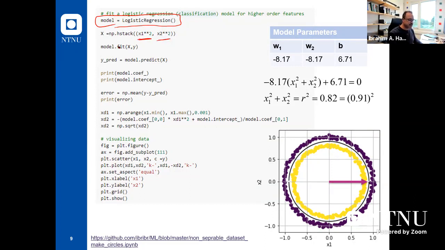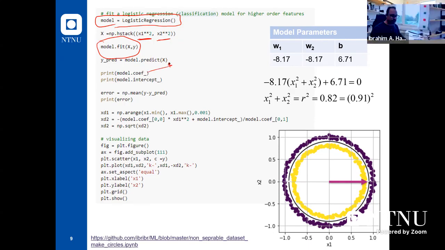I will use the data set for fitting my model, for training my model, and after that I will use it for predicting, and I will print the model coefficients. When we print the model coefficients, we will get omega 1 and omega 2, in fact. And if you can see it here, it's minus 8.17 and minus 8.17, so omega 1 equals omega 2. When omega 1 equals omega 2, it's exactly a circle, in fact. And when they are different, the shape will be different. Maybe it will be an oval.